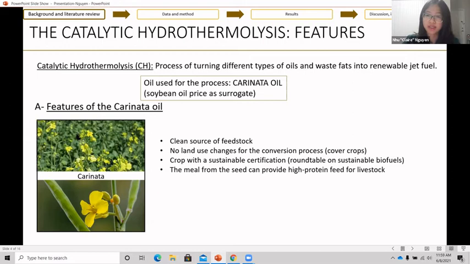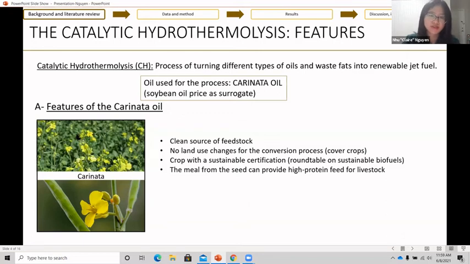However, in the US, Carinata oil is not available on the market yet. And so we have to use soybean oil price as the surrogate price, as the feedstock price in our study. You can think of soybean oil price as the ceiling price for Carinata oil price. And there are a number of special features of Carinata oil that explain why we chose it.